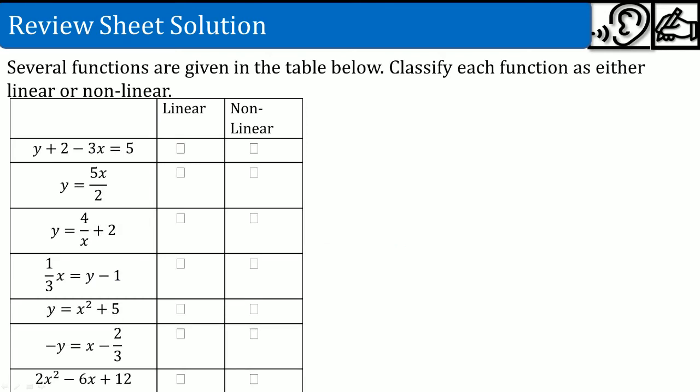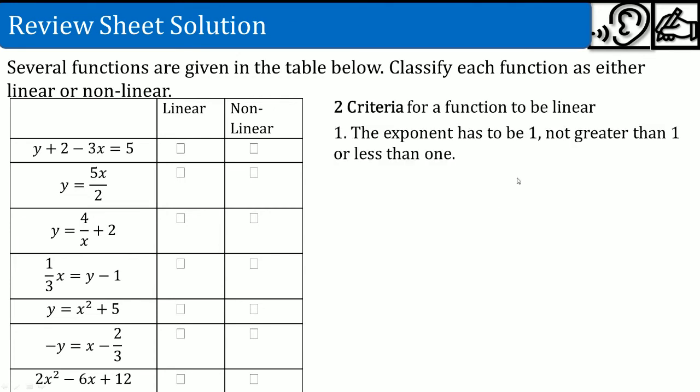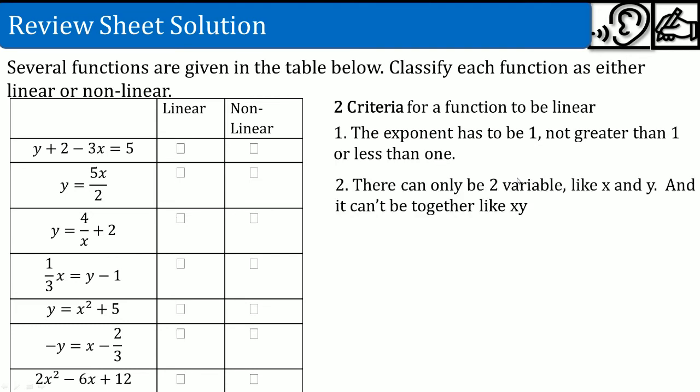And here we are given these functions and we were asked to classify them to see if they are linear or nonlinear. So let's review the core concept to determine whether it is linear or nonlinear. There are 2 criteria for a function to be linear. The first one is the exponent has to be 1, not greater, nor less. And there can only be 2 variables like x and y, and it can't be together like xy. Okay, it doesn't always have to be x and y. It can be like r and t, u and v.